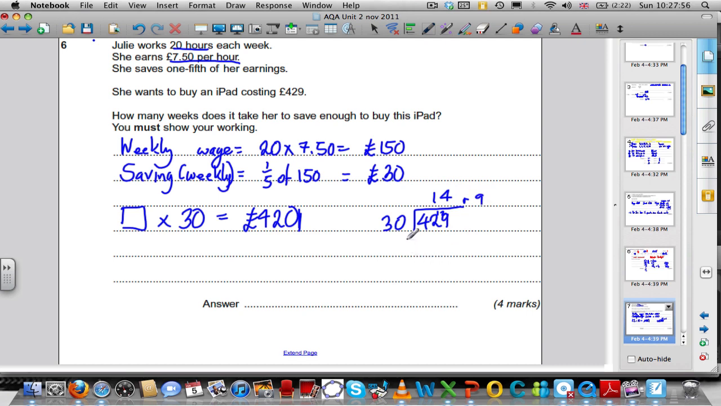So it will take her 14 weeks, a remainder 9 to get there. Or you could just see that to get this number bigger than 429, it would have to be 15. 15 times 30 is £450. She needs to get bigger than 429 to have enough money. So the answer is 15 weeks for this question.